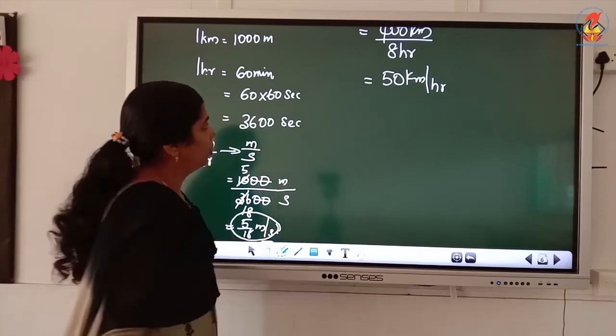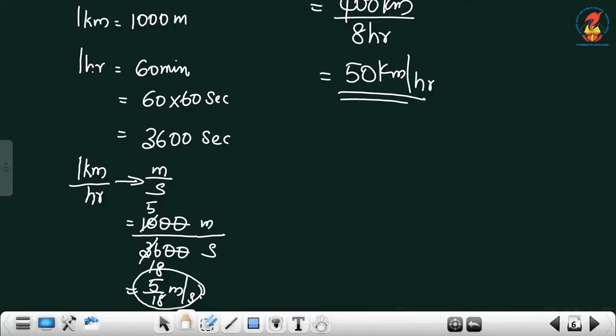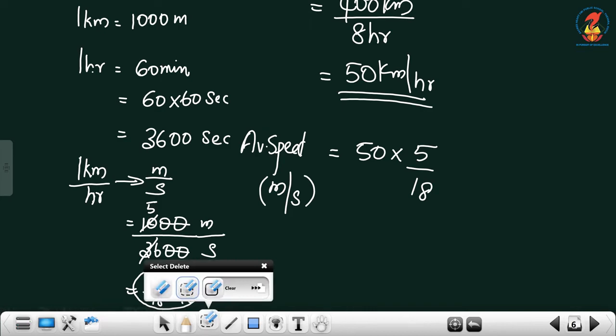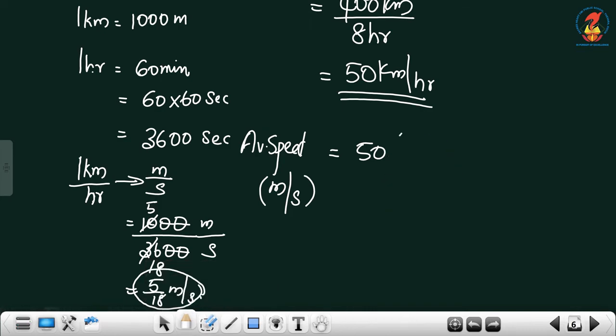So here we need to find the average speed. We already found it in kilometer per hour. We need to find the average speed in meter per second. So what will you do? 50 kilometer per hour into 5 by 18. That is better, I will write it that way. Into 5 by 18.